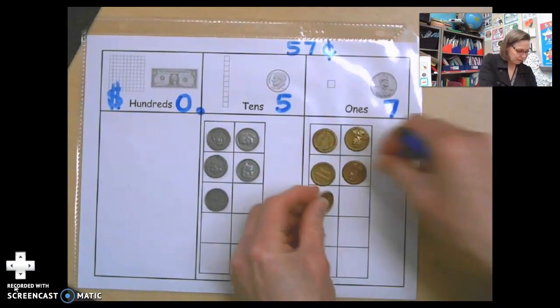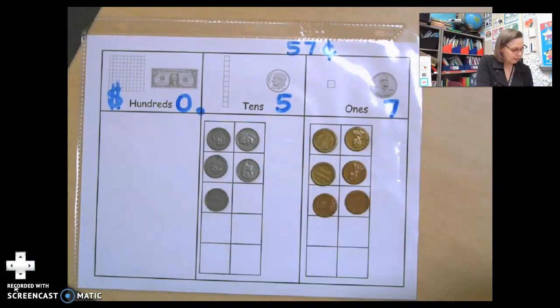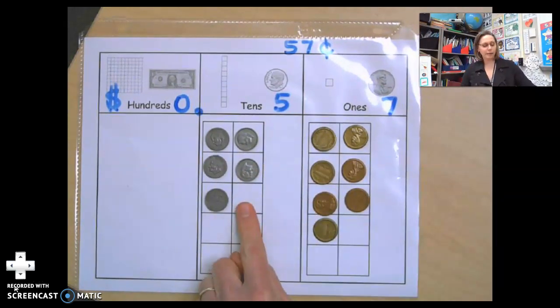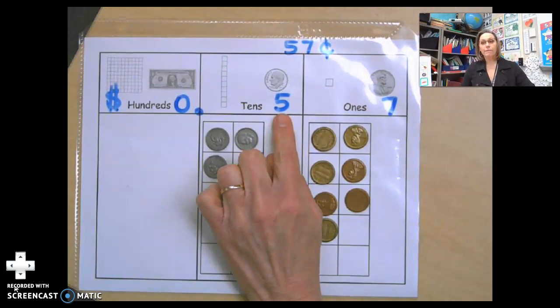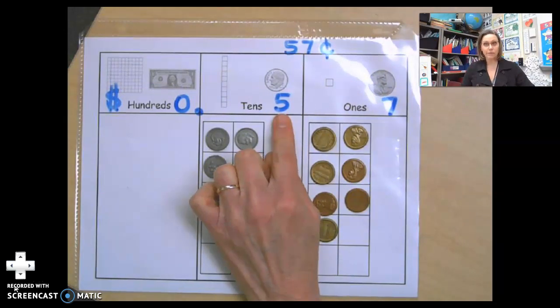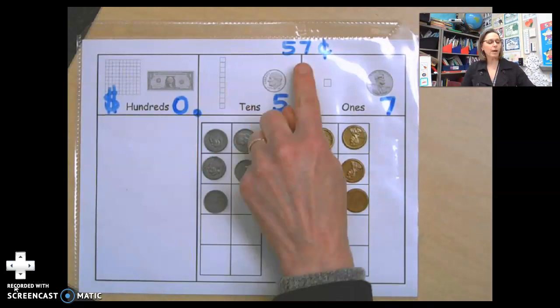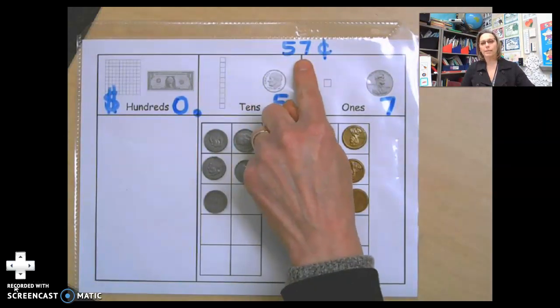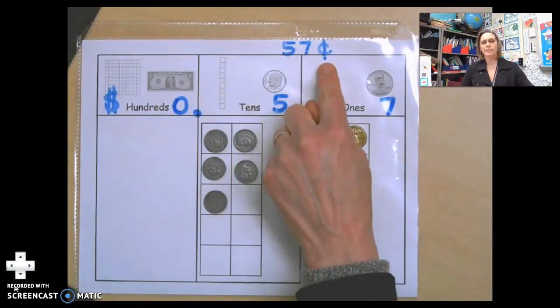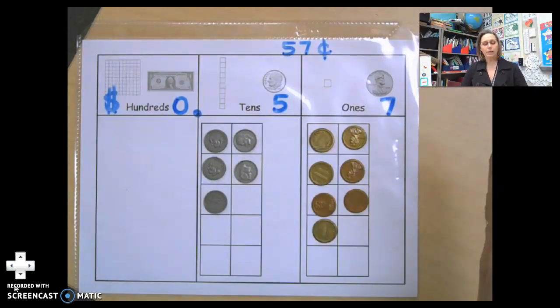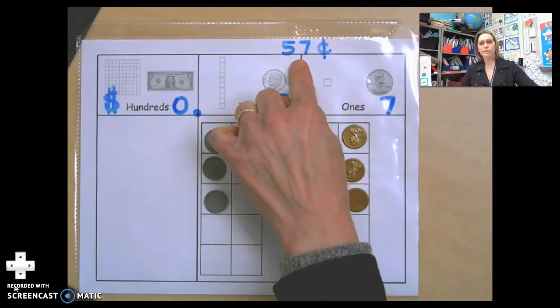Okay. I think I need 2 more. All right. So I've got 5 dimes, which we know is the same as 50 cents. And then I've got 7 pennies, which we know is 7 cents. So 50 and 7 would be 57 cents. Now, this is another way that we can write it. Remember how I told you that was the cent symbol, that little C that has a line through it. So we could write it as 57 cents.